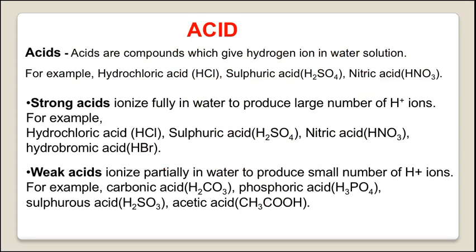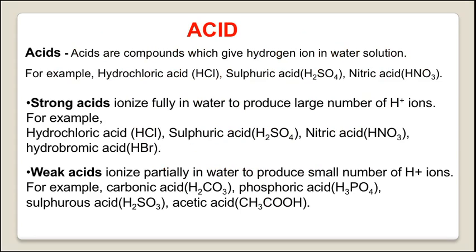Acids are compounds which give hydrogen ions when dissolved in water, or they also give hydronium ions, that is H3O plus ions. We have a few examples of acids also: HCl, H2SO4, HNO3, that is hydrochloric acid, sulfuric acid and nitric acid. So acids are basically categorized on different bases, like either they can be strong or weak. How are they strong and weak?